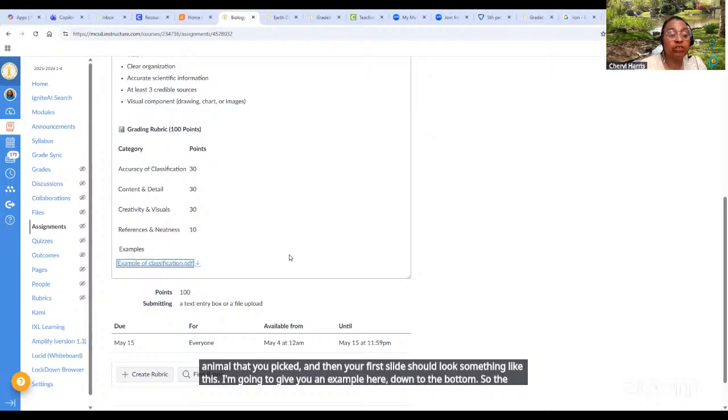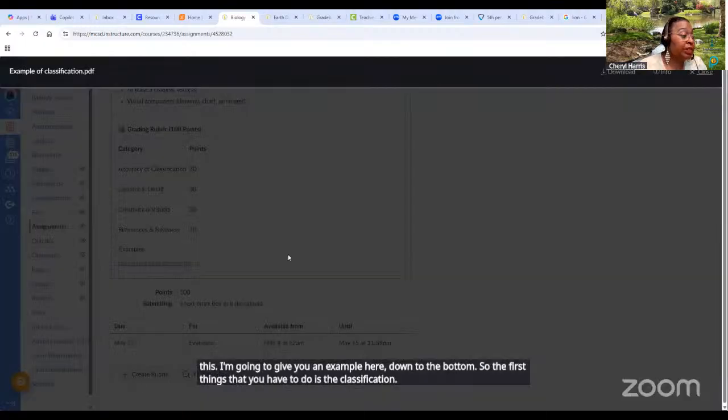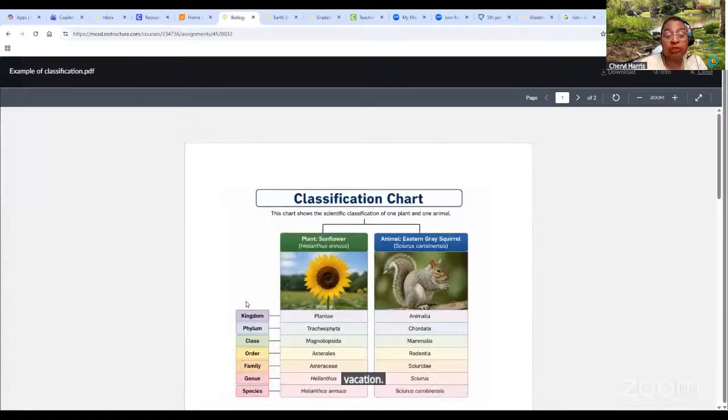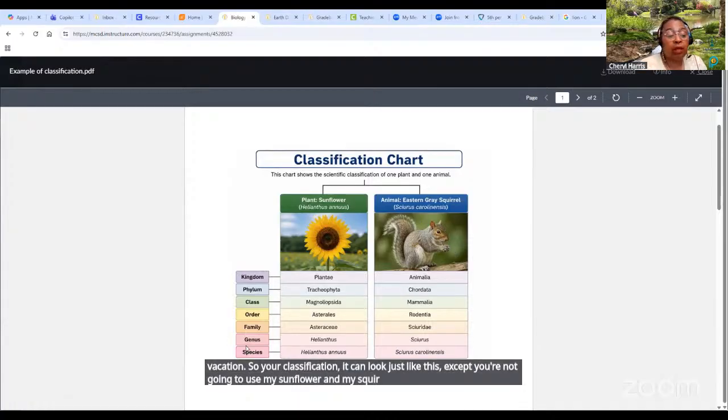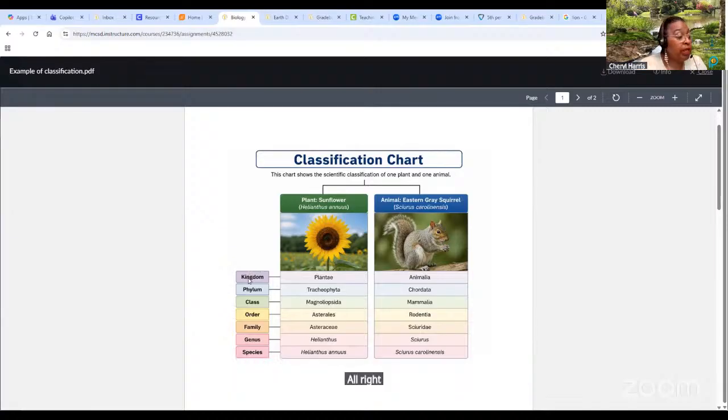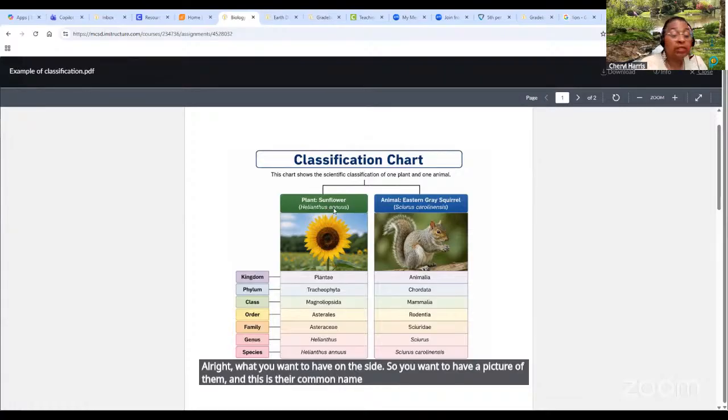The first thing that you have to do is the classification. Your classification can look just like this, except you're not going to use my sunflower and my squirrel. I take points off if you just copy my stuff and call it a day. You have to have your own plant and your own animal. On the side, you want to have a picture of them and their common name. For this, sunflower is its common name, and underneath it is its scientific name. Over here, the eastern gray squirrel is a common name, and underneath it is its scientific name.